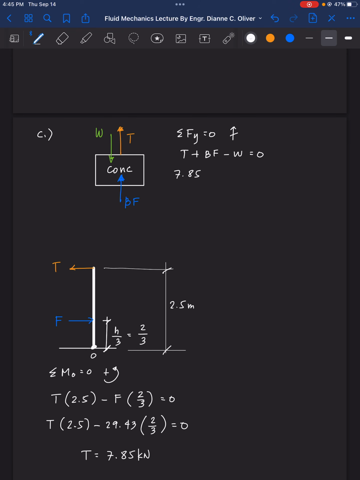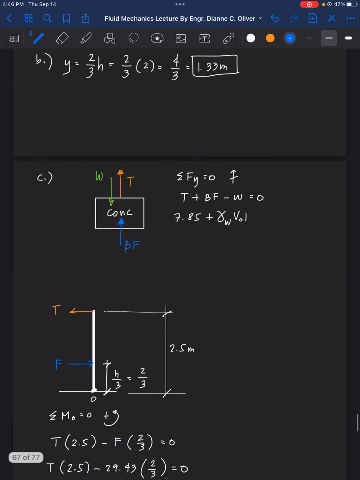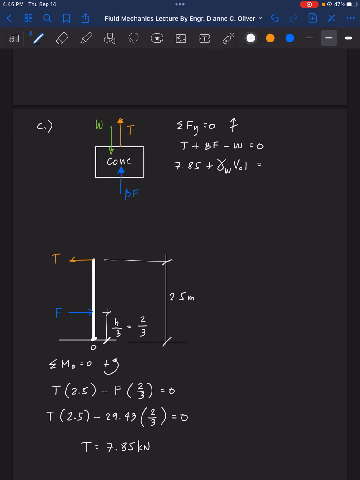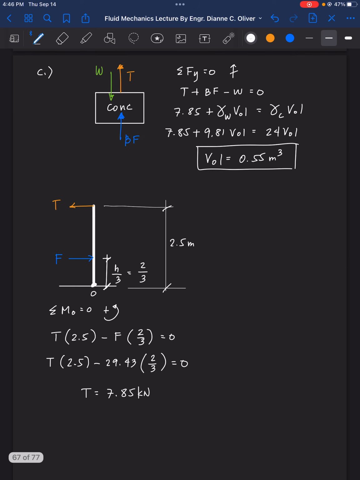Using the value of tension, you can use it here now. 7.85 kilonewton plus the buoyant force, which is equal to the gamma of the liquid times the volume submerged, the volume of the concrete, which is being asked in the problem, the minimum volume of concrete. The weight equals gamma of concrete times volume of concrete. So 7.85 plus 9.81 times volume of concrete equals gamma of concrete, which is 24, times volume. Therefore, we now have volume equal to 0.55 cubic meter. Okay, so that's for example number 3.